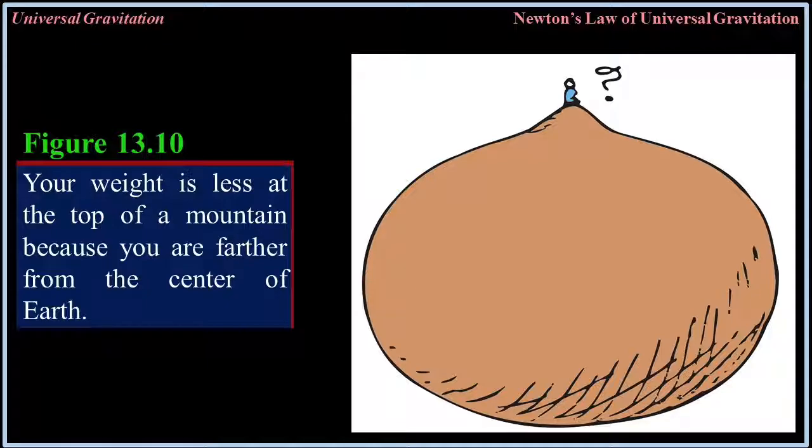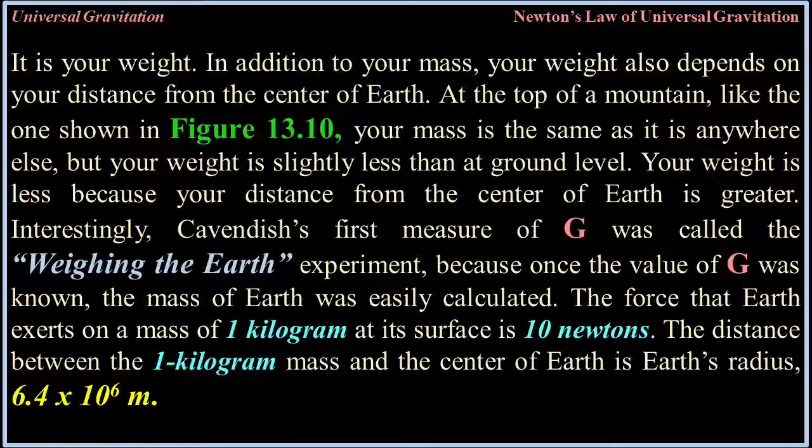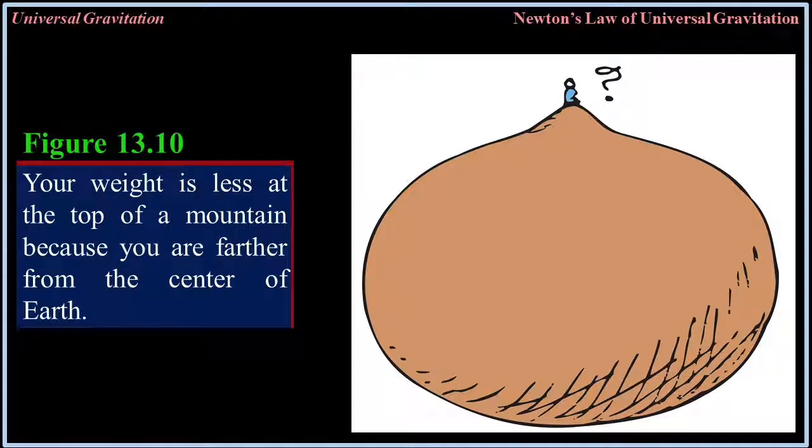Interestingly, Cavendish's first experiment of G was called the weighing the Earth experiment, because once the value of G was known, the mass of Earth was easily calculated. The force that Earth exerts on a mass of 1 kilogram at its surface is 10 newtons. The distance between the 1 kilogram mass and the center of the Earth is the radius, figure 13.4. Your weight is less at the top of a mountain because you are farther from the center of the Earth.